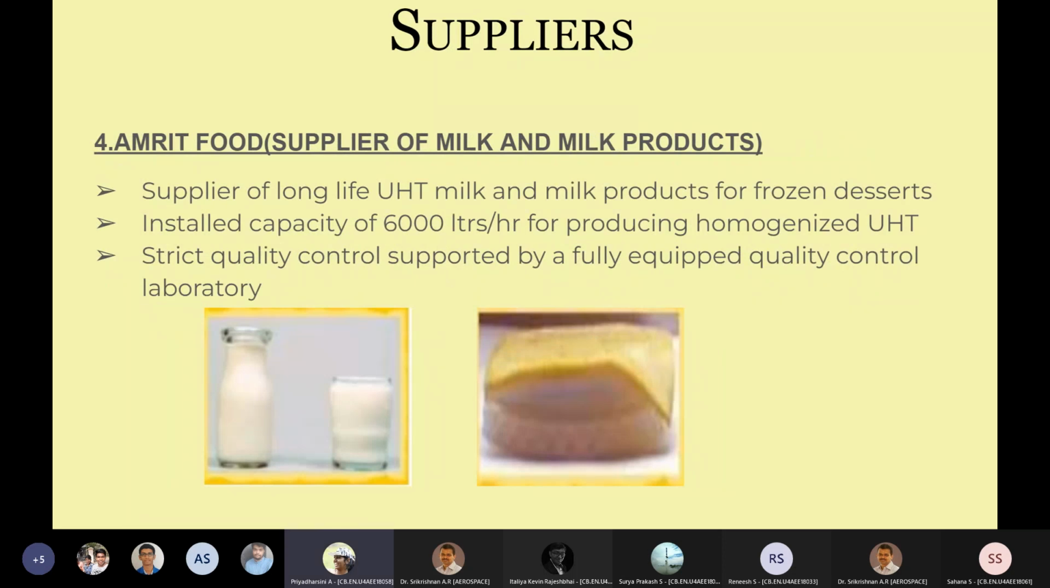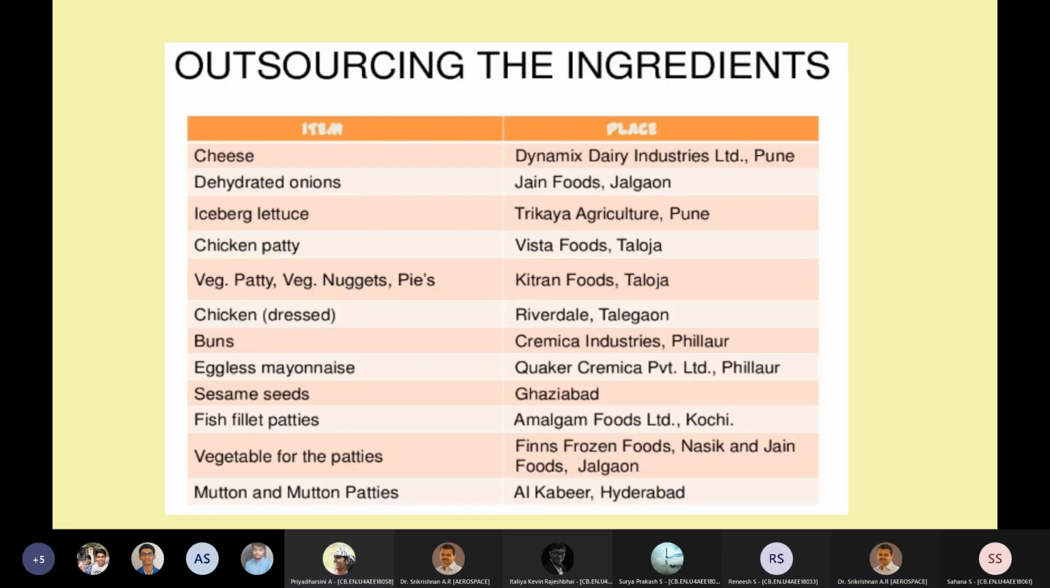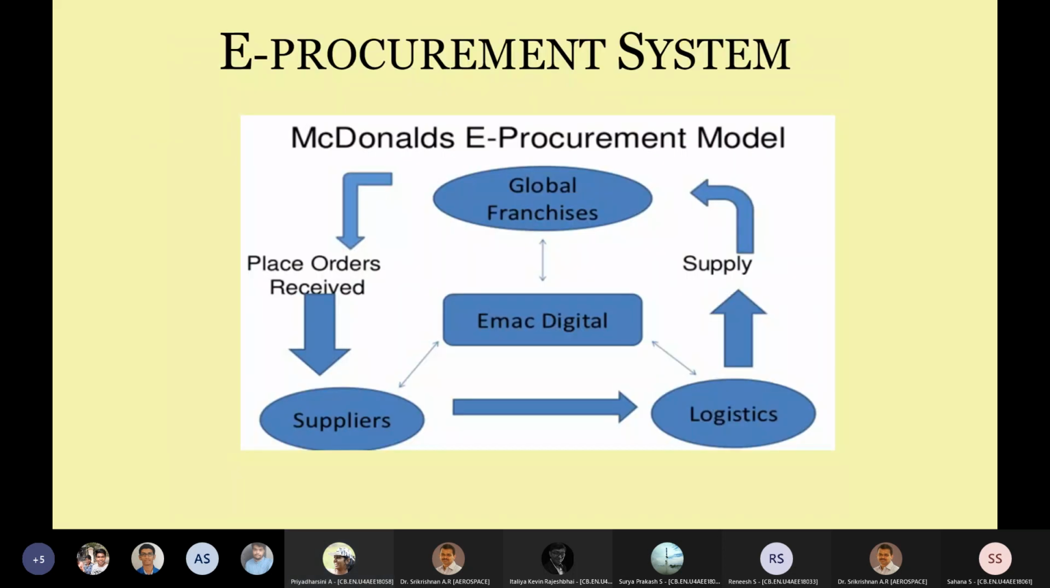So next is the Amrit Food, which is a supplier of long life UHT, which means ultra high temperature milk and milk products. So they maintain very strict quality control, supported by a fully equipped quality control laboratory. Next slide. So these are the outsourced ingredients, a few ingredients which we were looking into. So these are the few items and places from which the ingredients basically come. Next slide. Over to Sahana.